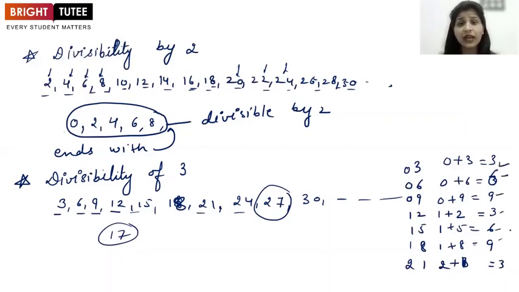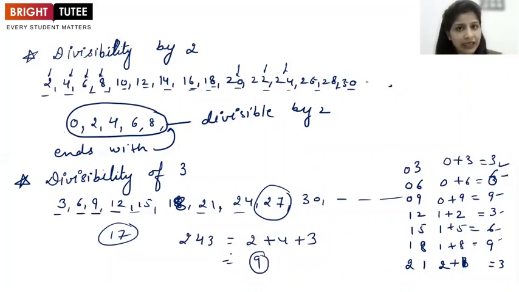So what do you have to do? Whatever number you get, you add all the digits of that number. Suppose I get 243. I will add all the digits, 2 plus 4 plus 3. 4 plus 2 is 6, 6 plus 3 is 9. It is giving the sum as 9.